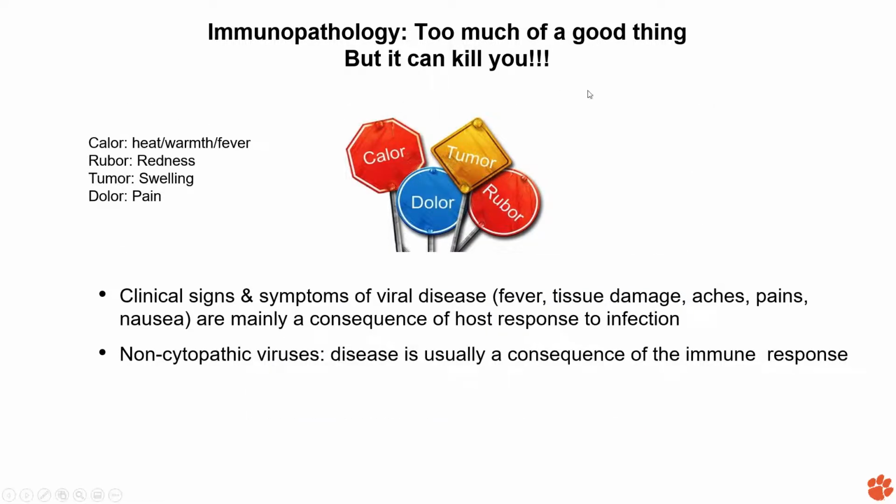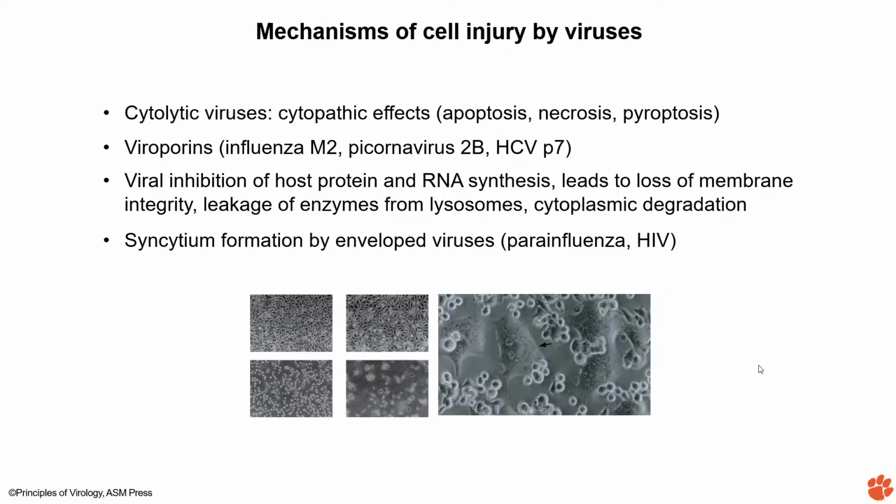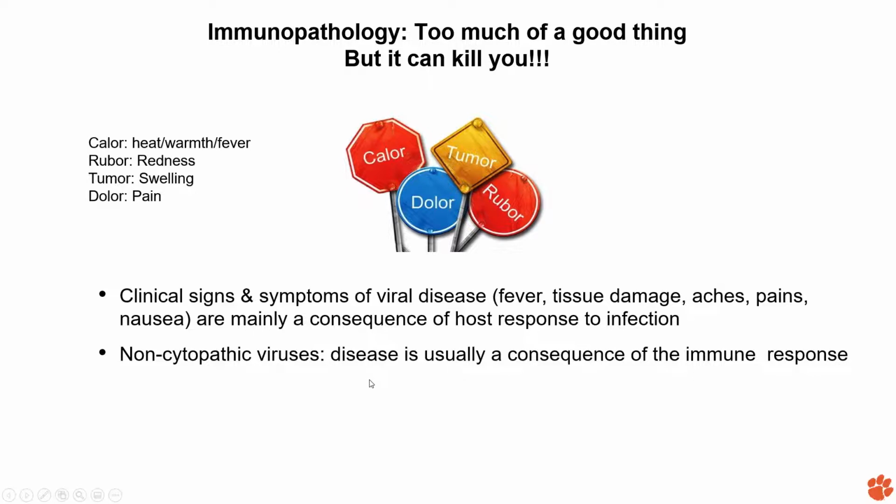So immunopathology, which we are going to talk about now, is too much of a good thing that can kill you. And you can easily see that we already talked about fever, tissue damage, aches, pains, nausea. These are all consequences of the response to the infection. In non-cytopathic viruses, the disease is usually the consequence of the immune response. So just remember that. These are the effects of some of the viruses which directly have a cytopathic effect. But not all viruses have a cytopathic effect. They don't kill the cells directly. But in these cases, sometimes your immune system kills you, or kills your own cells. And that's basically the problem.